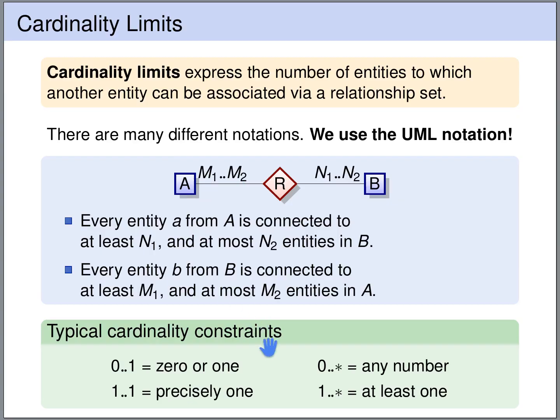A number of typical constraints are 0..1, expressing that it's related to 0 or 1. 0..* we write for an arbitrary number. We write 1..1 for precisely 1, at least 1 and at most 1 gives you precisely 1. And 1..* for at least 1.